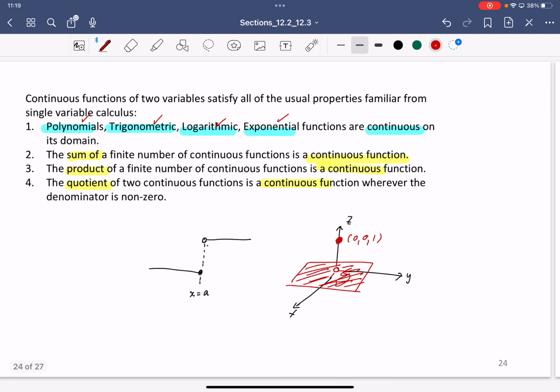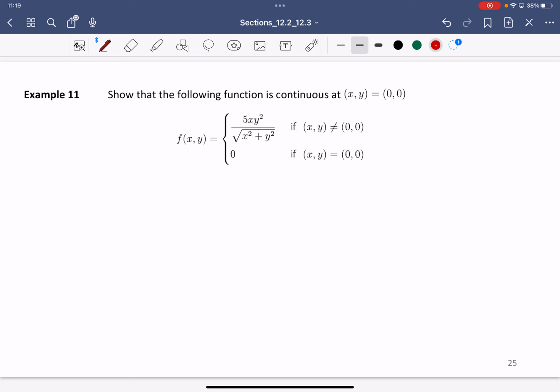Okay, so let's do 3 examples here. Example 11: show that the function that is given here is actually continuous. So you do 3 conditions. Condition number 1, you need f(0, 0). It is actually 0, right? Condition number 2, you have the limit of f(x, y) as (x, y) goes to (0, 0), which is the limit as (x, y) goes to (0, 0) of 5xy squared over the square root of x squared plus y squared. Now what would you do for this one?